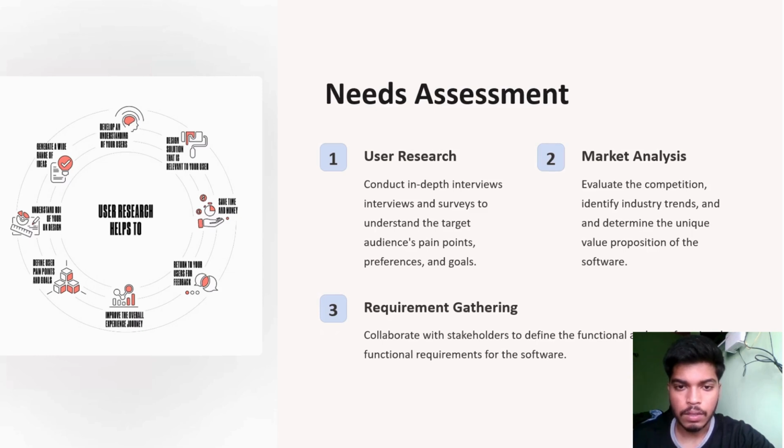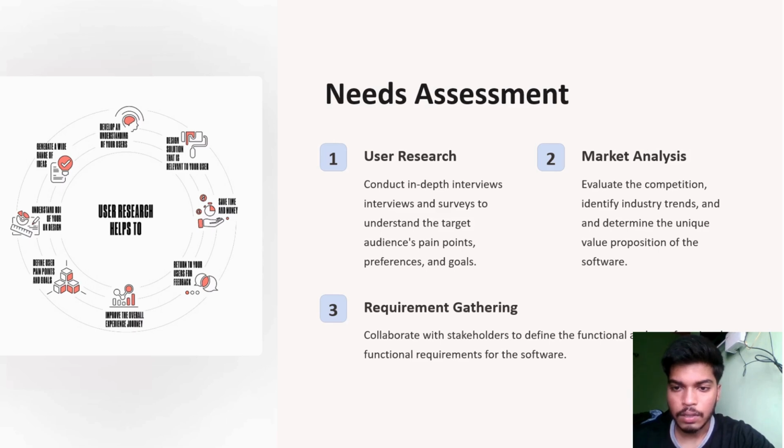Next one is needs assessment. In needs assessment, we are going to say about user research, market analysis, requirement gathering. These are the three main individual fields. Let us see one by one. Conduct in-depth interviews and surveys to understand the target audience, pain points, preferences, and goals. Like it is knowing the feedback from the customer mainly.